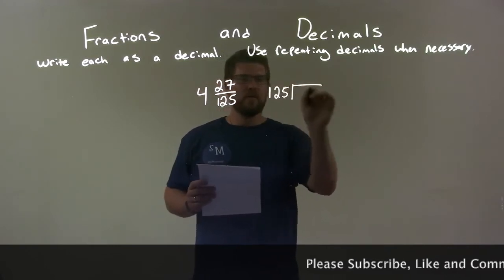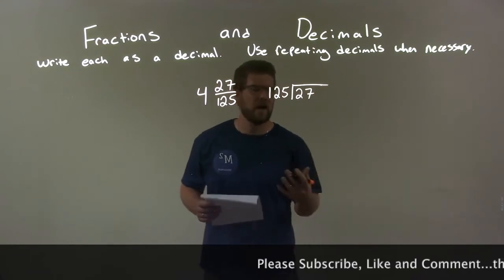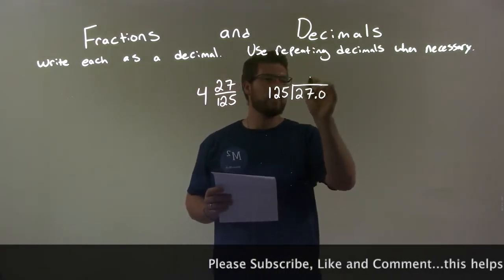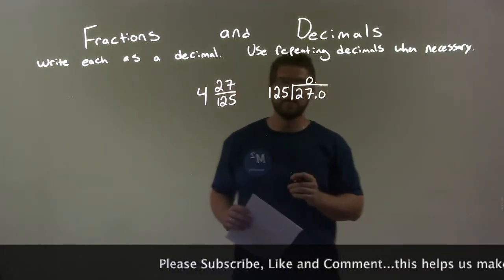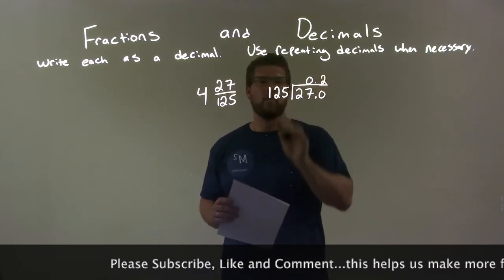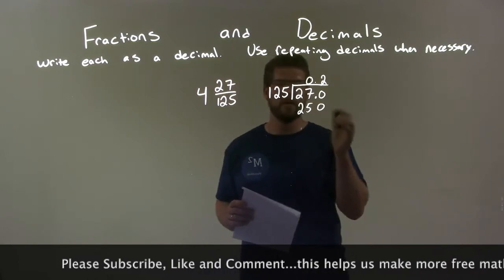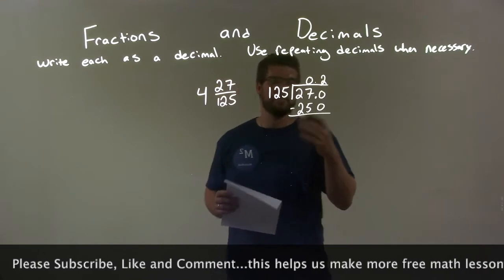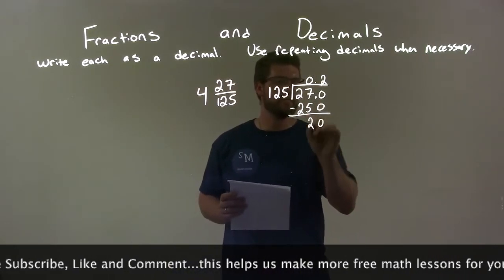125 goes into 27. Well, 125 does not go into 27, so we add another 0 there. Now we have 125 into 270. Well, that happens at least twice, right? Because 2 times 125 is 250. So we're getting as close as we can to 270 without going greater than it. So 270 minus 250 is 20.